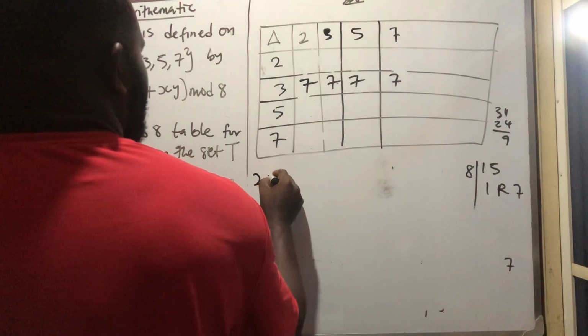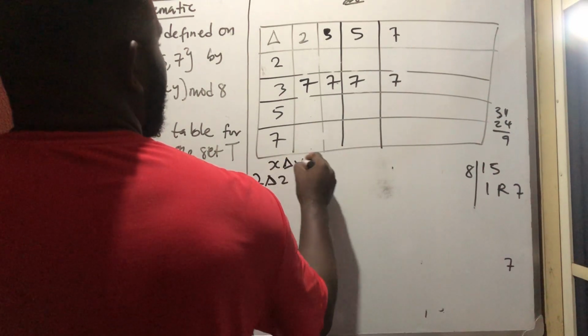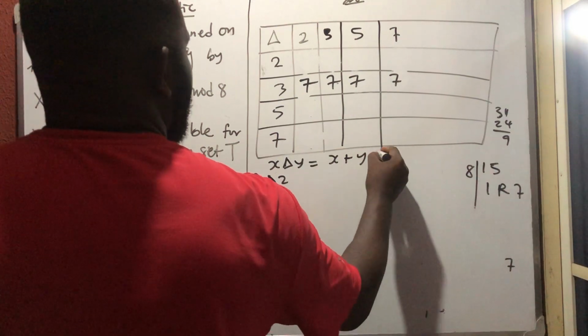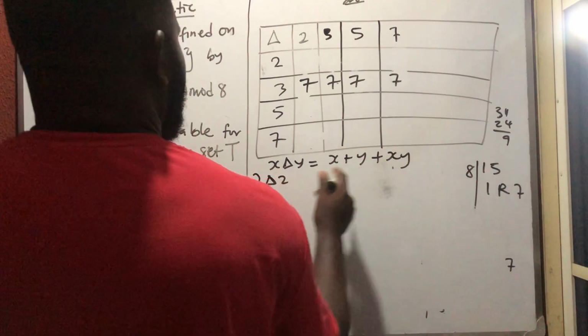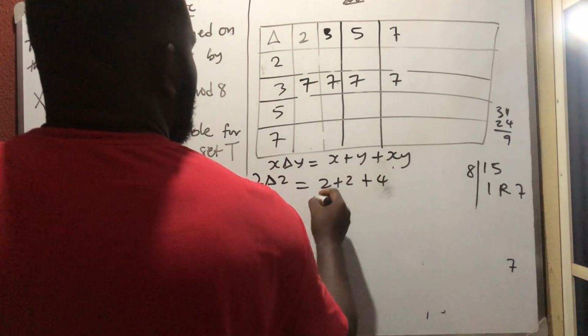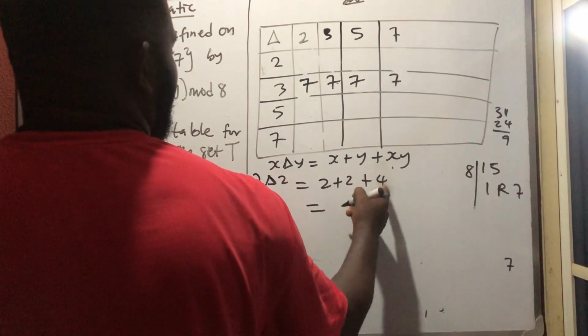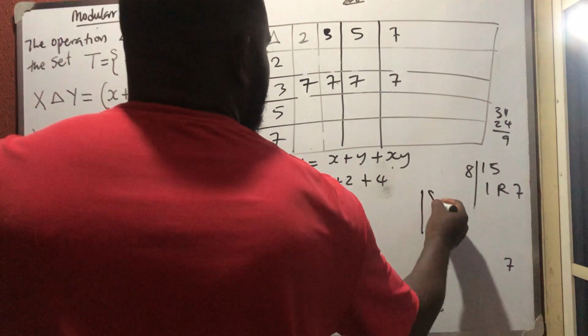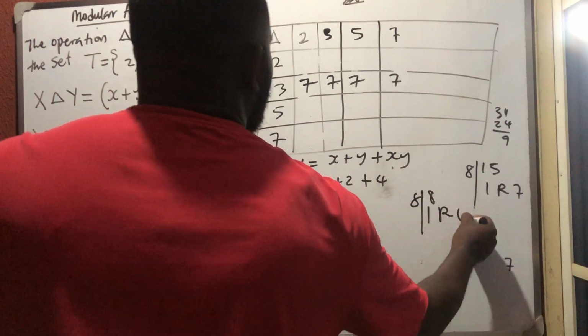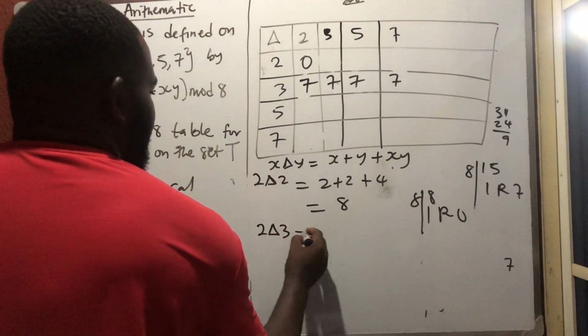2 operating on 2. In fact, x operates on y gave me x plus y and xy. Okay? So 2 operates on 2 is 2 plus 2 plus 2 times 2, 4. So everything is giving me 2 plus 2, 4, 4 plus 2, 8. So I'm having 8, which is 1 remainder 0. Okay, this is 0.